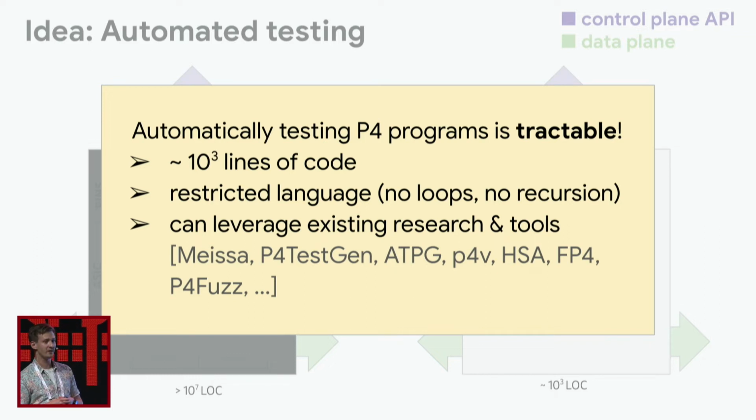Moreover, this code is actually written in a very, very restricted language, right? P4 is not a powerful language. It doesn't have recursion. It doesn't have loops. It's basically straight-line code, very easy to analyze. So we can use all these static analysis tools, symbolic execution, and so on. And in particular, there's a ton of great work in this space already. Tons of existing tools. We just heard about one, MISA, and there's P4 Test Gen, ATPG, many, many others. And we can start to leverage them.